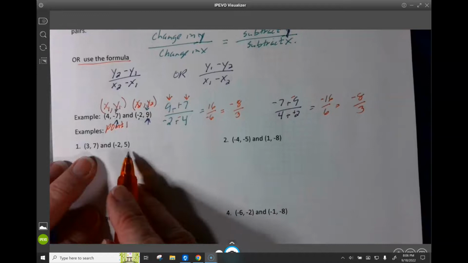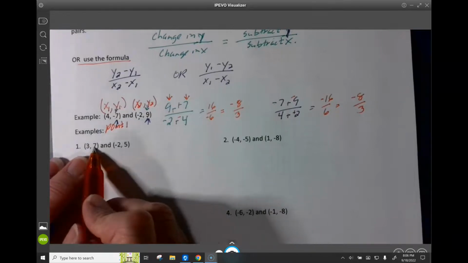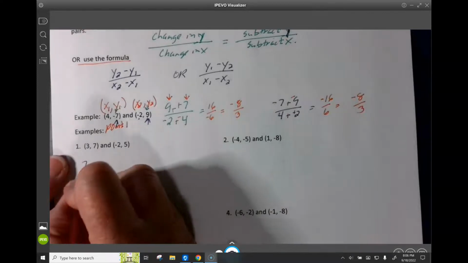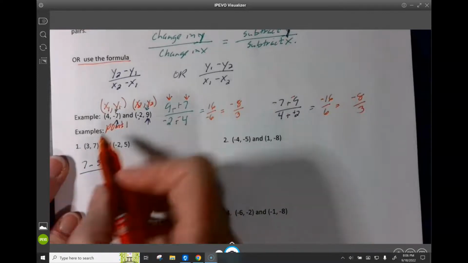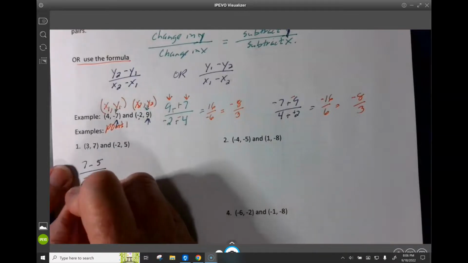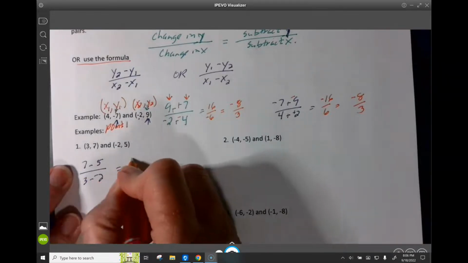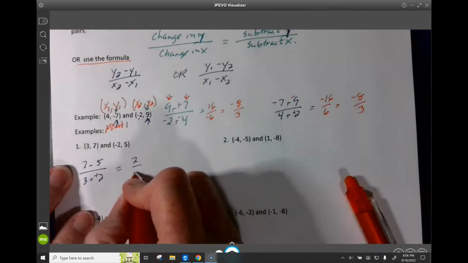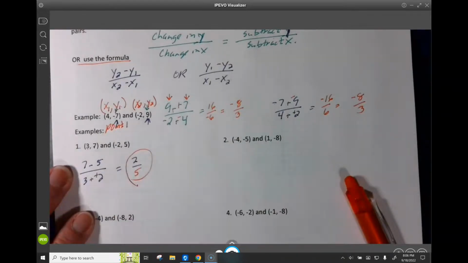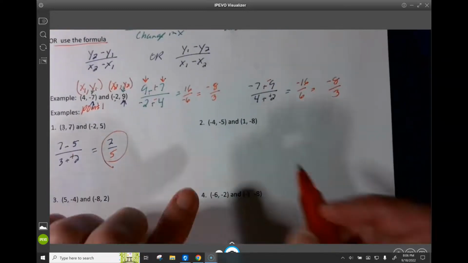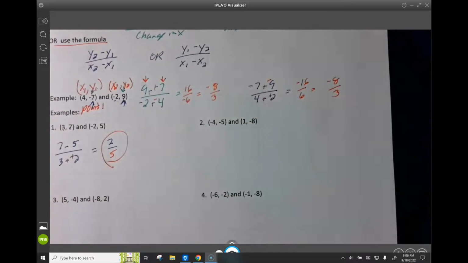So here we go. And personally, I'd usually see this one first, so I put this one down first. So if I were choosing this, I would go 7 minus 5, because I have to take y minus y. Well, since I chose 7, I have to choose 3. So I have 2 over 5. That's my slope. Okay? Got it? Ready to try another one? Want to try this one? Pause it.